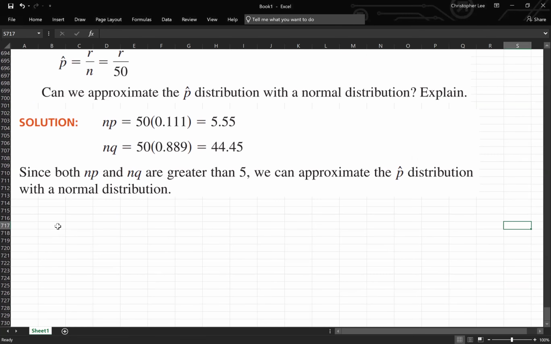So here's our next question. If it's under 5, then we can't use the normal distribution to approximate it. Always greater than 5? Not always. If it's less than 5, you have to do something else. Maybe you have to use a binomial distribution for this. But when it's greater than 5, we're good.